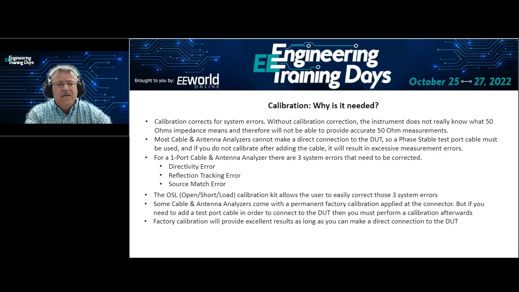Now, when you get to the more classic style of cable antenna analyzers, like the larger ones in the previous picture, factory cal at those test ports is almost meaningless because you can't take that test port and connect it directly to the device that you're trying to measure. I mean, it's all fine and good that there's a factory calibration there, but the minute you put that test port cable on, you've kind of lost your factory calibration. So you'll have to do an open short load calibration at that point.